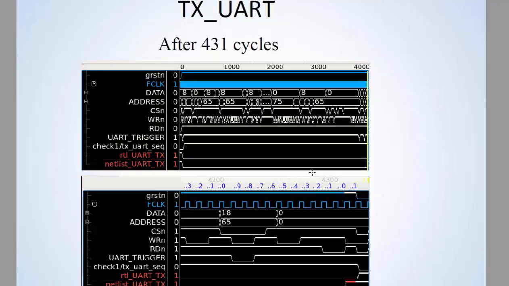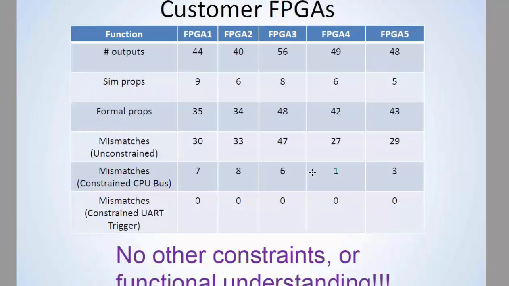So I had to go back and talk to whoever I could find of the software of the embedded team of the customer and confirm that they would never actually send out another trigger while the previous one was being sent out. And I added that as a constraint. And sure enough, that dealt with all of the miscompares.